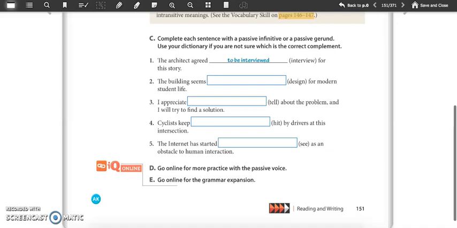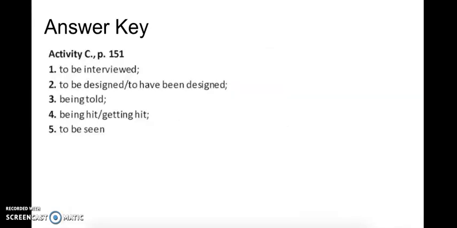So in number 1, it says the architect agreed to be interviewed for this story. So to be interviewed is the infinitive form of the passive. Please complete the rest of the exercise and pause the video. Thereafter, the answer key will be provided. Here is the answer key for Activity C, page 151. Please pause the video and check your answers.